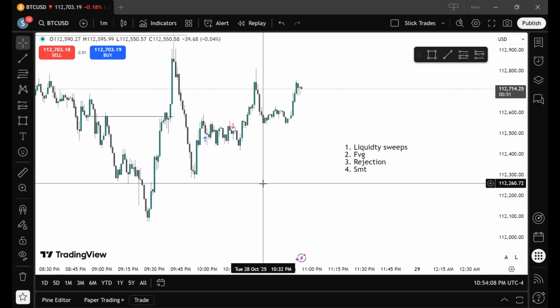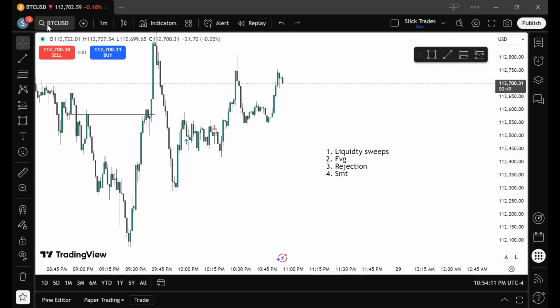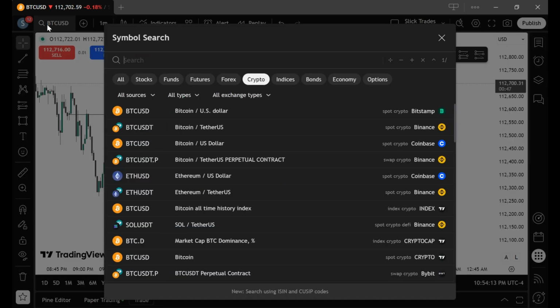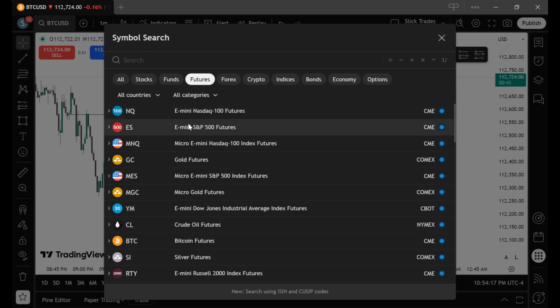What SMT is, keep in mind, guys, I trade futures. Okay, I don't trade crypto. I practiced on crypto. I spent a lot of time learning on crypto, but I trade futures. What that means is, if you trade futures, you probably trade NASDAQ.